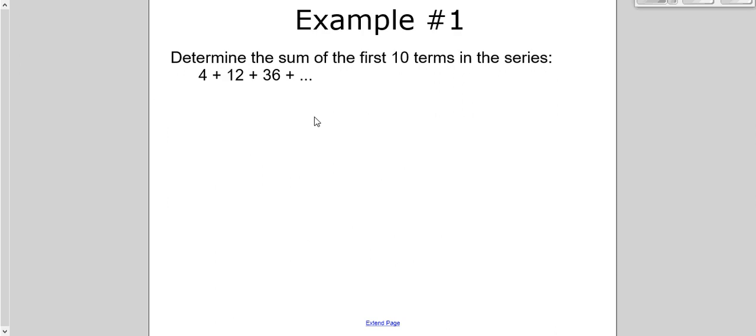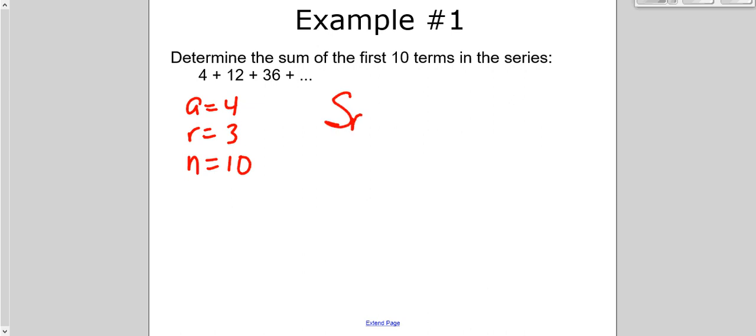Determine the sum of the first 10 terms in this series. So let's start by writing out what we know. And what we know is a is 4. And I can see that r in this case is going to be 3. We're multiplying by 3 each time. And we want to add up the first 10 terms. So n is going to be 10.